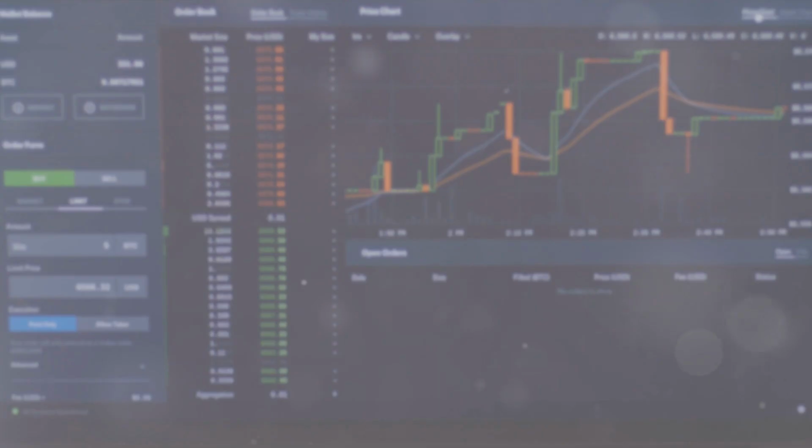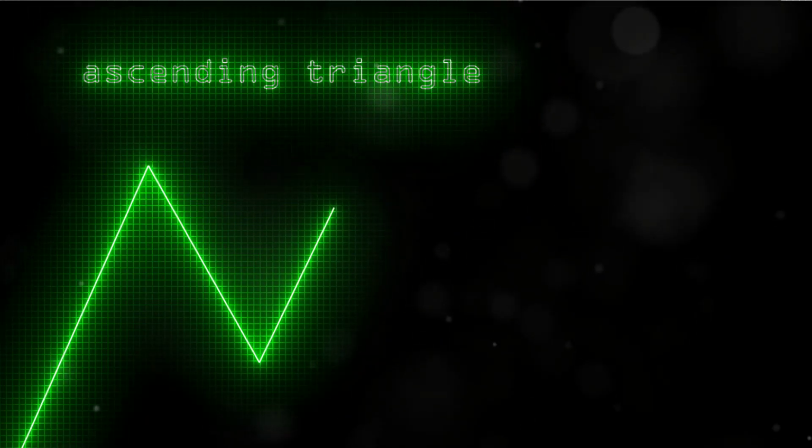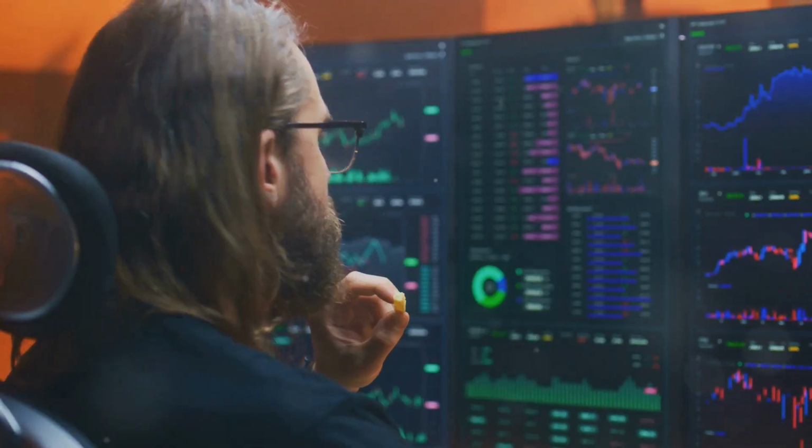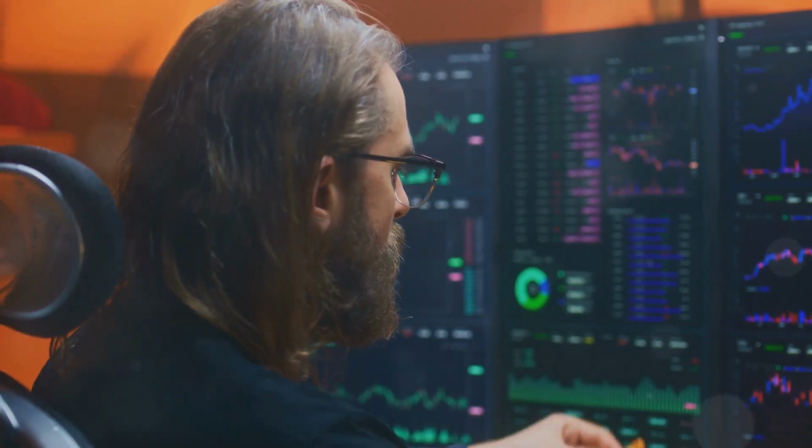Then there are double tops and double bottoms, which look like the letter M or W and can indicate potential trend reversals as well. And let's not forget about triangles, which can either be continuation patterns or breakout patterns. The key is to learn how to identify these patterns and understand what they typically mean for the future direction of the price.